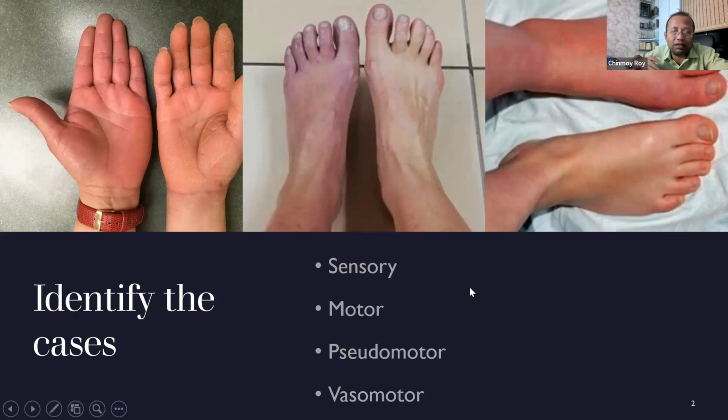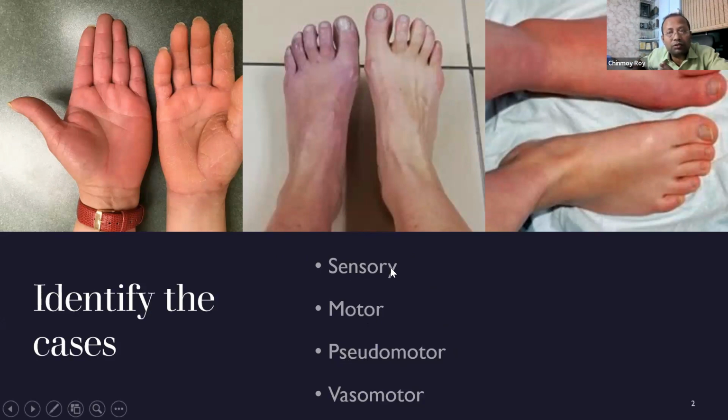If we consider the symptoms and signs with which they will come to you, we can divide them into four parts: one is sensory, one is motor, one is pseudomotor, and one is vasomotor. Gradually I will tell what signs and symptoms come under each category. Now the first thing is the sensory symptom.